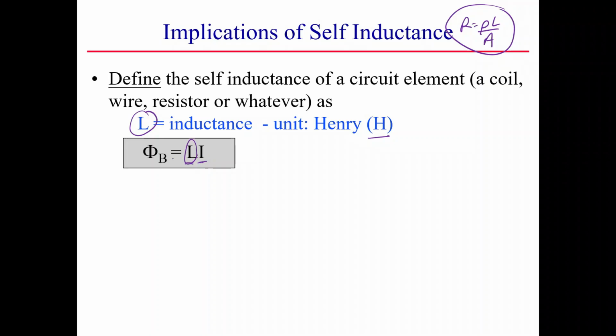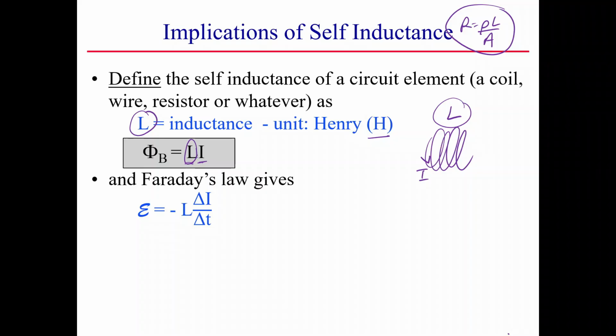And it's also based on current. So our flux is based on L and I. So if I have some sort of solenoid here that has an L, and I have a current that is running through it, my magnetic flux is bigger the larger L is, okay? Or if I take an L and I increase the current, I'm going to get a larger flux.